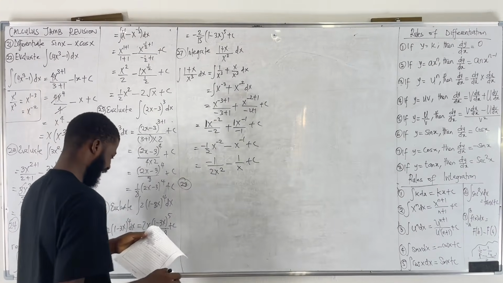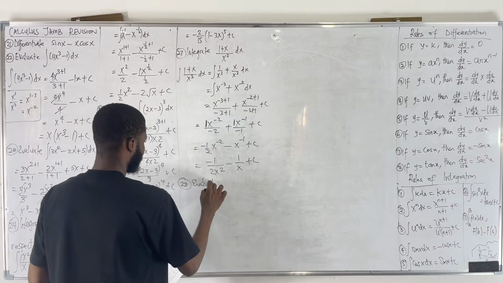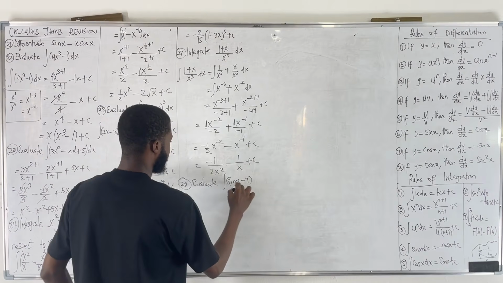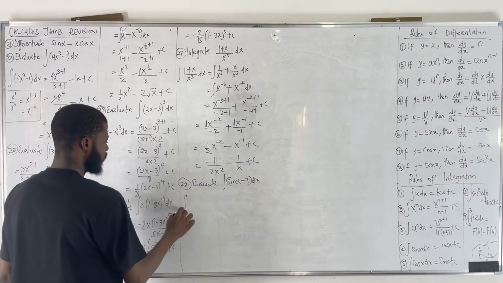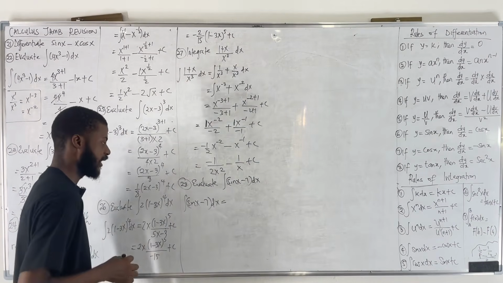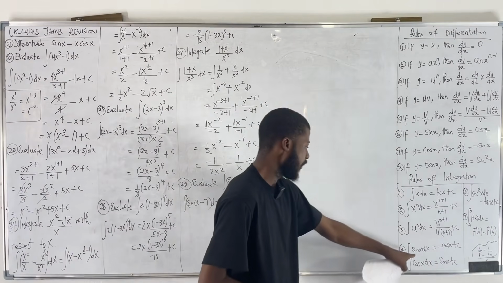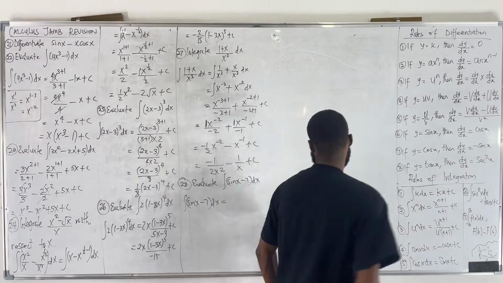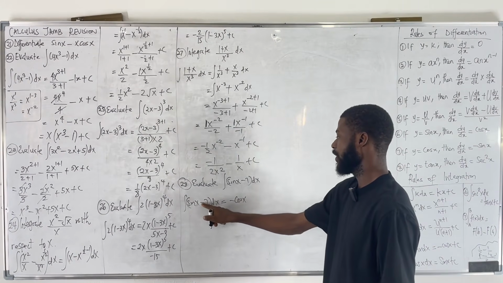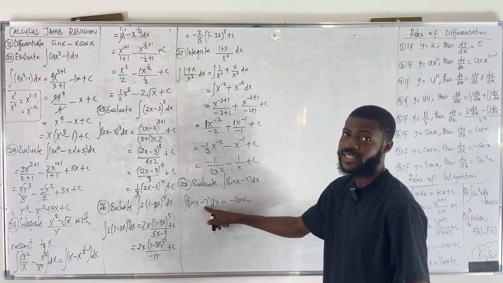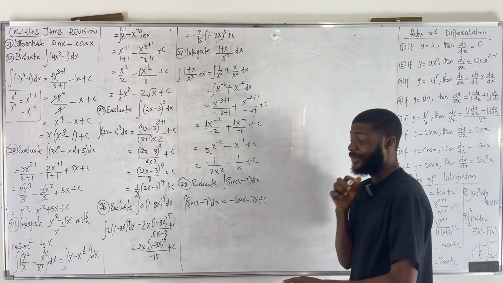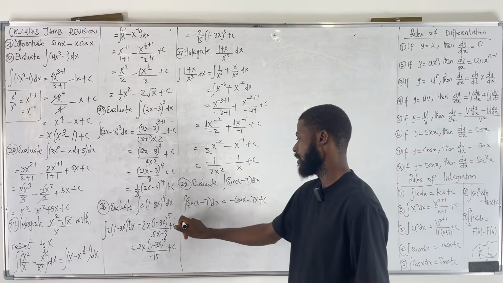Number 28. Evaluate the integral of sine x minus 7 dx. Alright, so if you are to integrate sine x, take away 7 dx, what we'll be having is, if you integrate sine, you will get minus cos. So this will become minus cos x. Then this is minus 7. If you integrate minus 7, 7 is a constant, you don't have x, so give an x. Minus 7x, and then plus c. This will be the answer. That's a simple one.